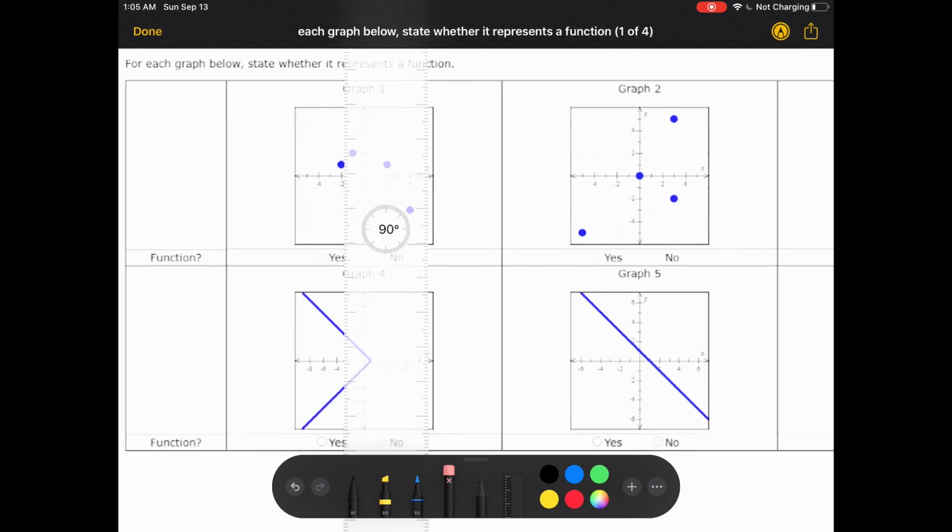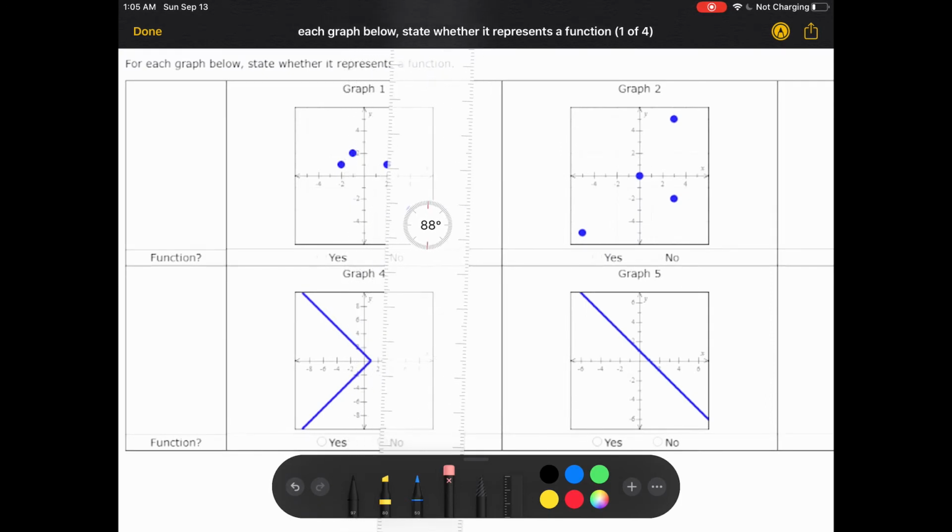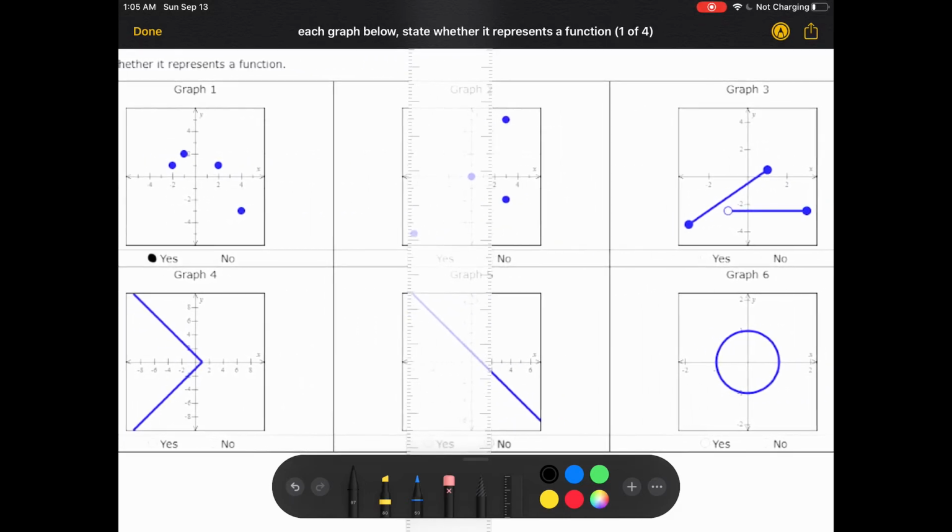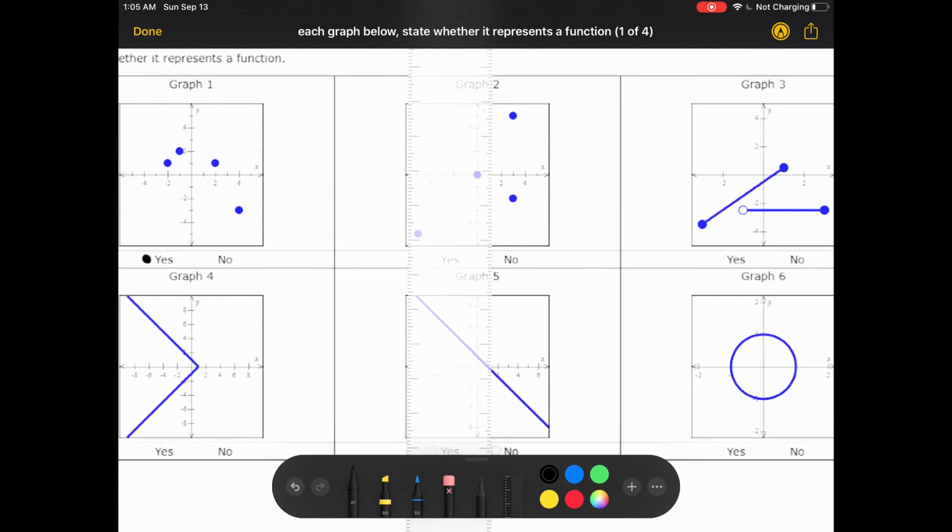It hits that point. Let me zoom in a little bit. Oh, I can't. Okay, so it hits that point and then nothing else. That point and nothing else. That point and nothing else. And that point and nothing else. So is this a function? Yes, it doesn't go over any point twice. So that is a function.